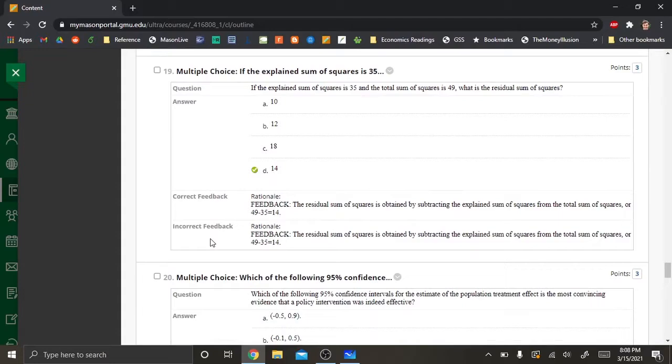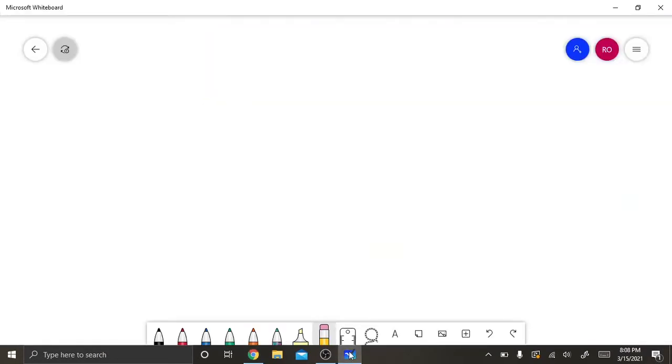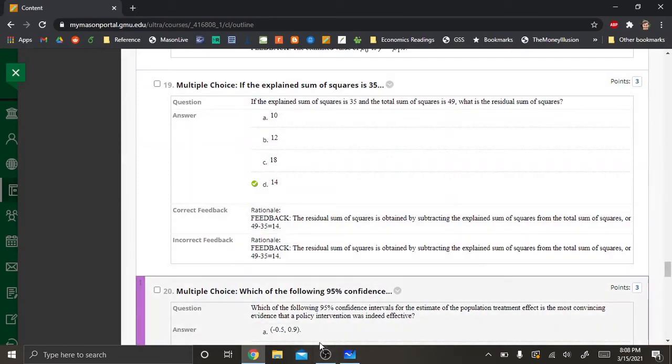Okay, number 19, almost done with the multiple choice. This one is just an identity. You should know that the total sum of squares is equal to the explained sum of squares plus the residual sum of squares. And this is telling us that the explained sum of squares is 35.